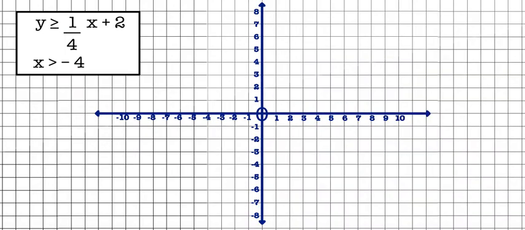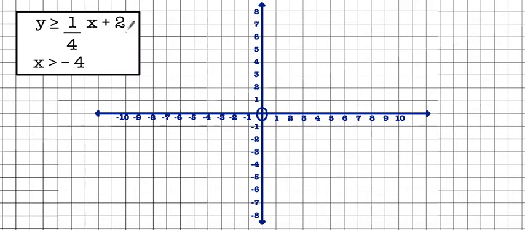So next we have y is greater than or equal to 1/4 x plus 2, and x is greater than negative 4. So we're going to do the same thing. We're going to graph one inequality at a time. And we're going to start off with our first inequality here. So y is greater than or equal to 1/4 x plus 2.